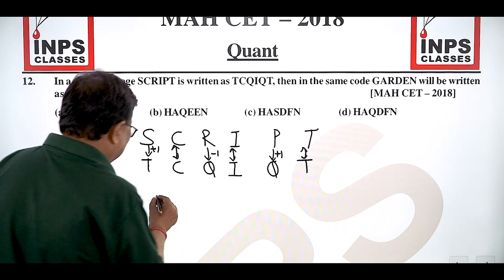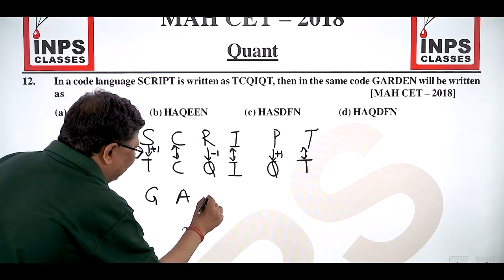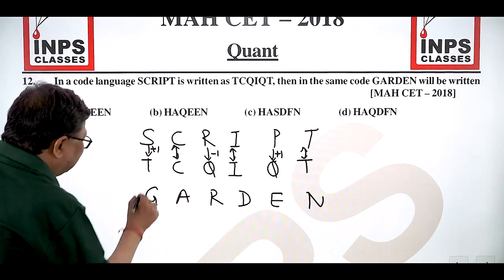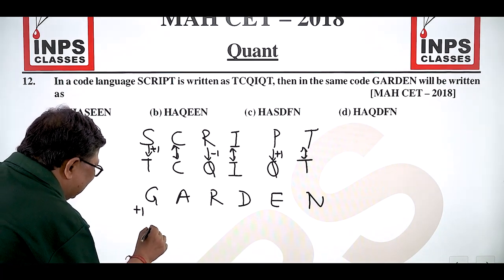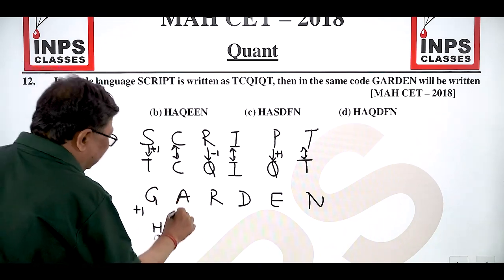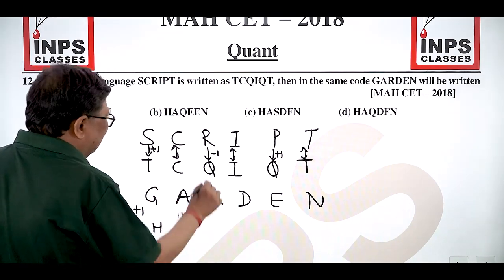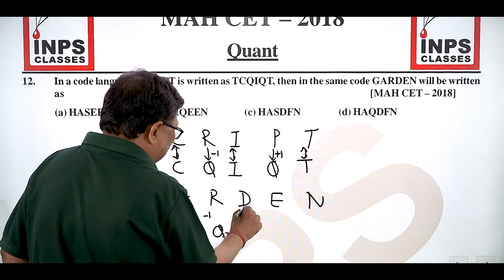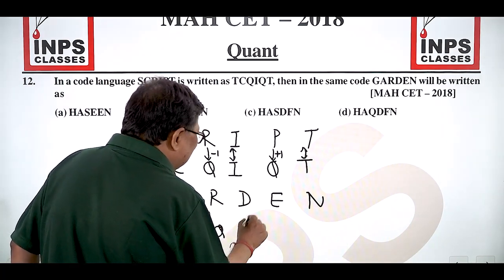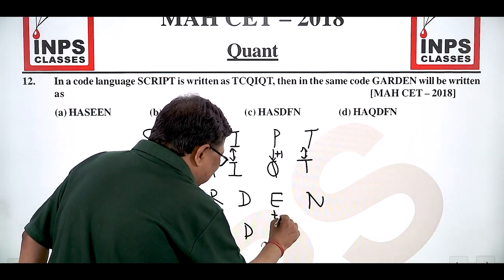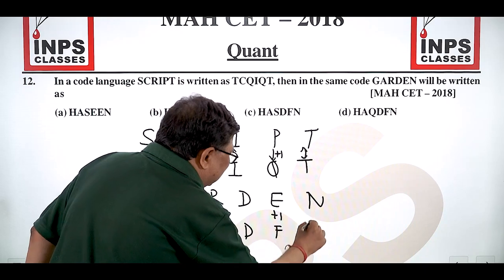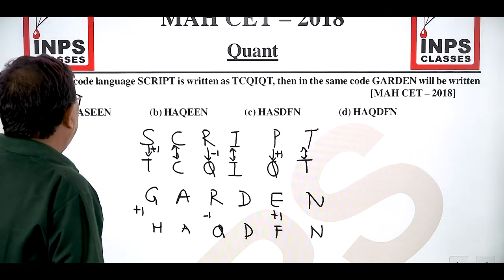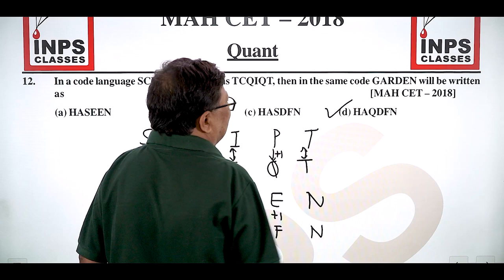So now for garden, let's see. G, one letter ahead, that will give me H. Same letter, so this will give me A. 1 letter behind, that will give me Q. Again same letter, so this will give me D. 1 letter ahead, so plus 1, this will give me F. Same letter, so this will give me N. So HAQDFN, which is here. So D is the answer to this question.